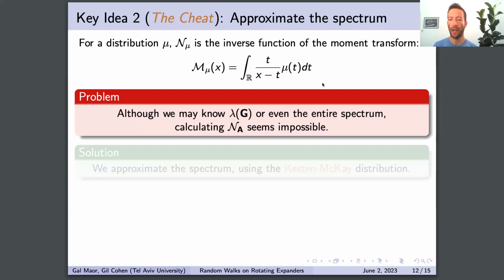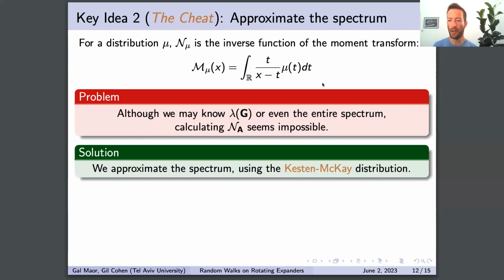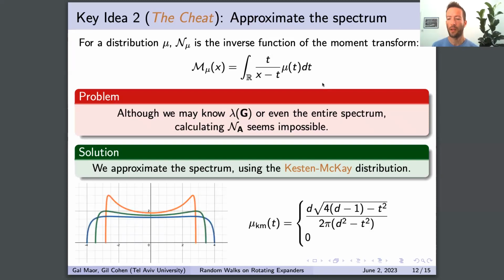And the way we handle this problem is by, again, ignoring the graph and just using one specific distribution, which is called the Kesten-McKay distribution. What is the Kesten-McKay distribution? It is parameterized by a number d, our degree, and it has its formula here, and also the visual representation here for d equals 3, 4, and 5.